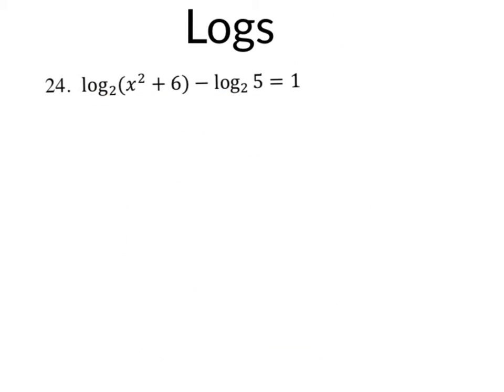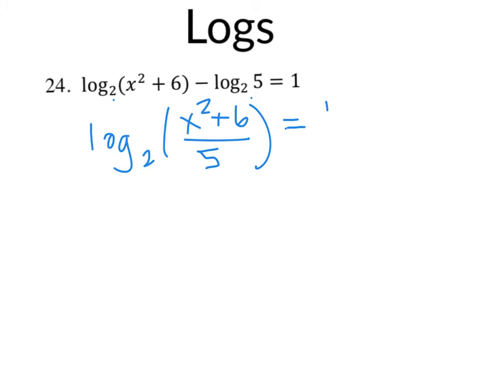This log equation is a little tougher just because we have to use a log property. And you need to be careful with using log properties because you don't want to forget the log. So since the bases are the same, they're both 2, we can actually use the quotient property and write log base 2 of x squared plus 6 over 5, and that equals 1. Now once you get here, you have to solve this log equation. Remember, logs and exponents are inverses of each other. So to solve this log equation, we're going to take the inverse. We're going to undo it by using exponents.